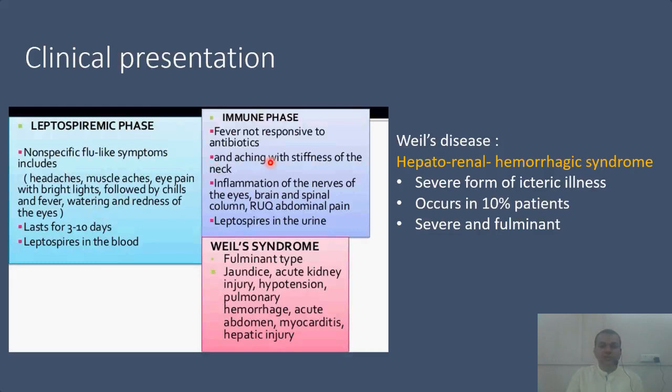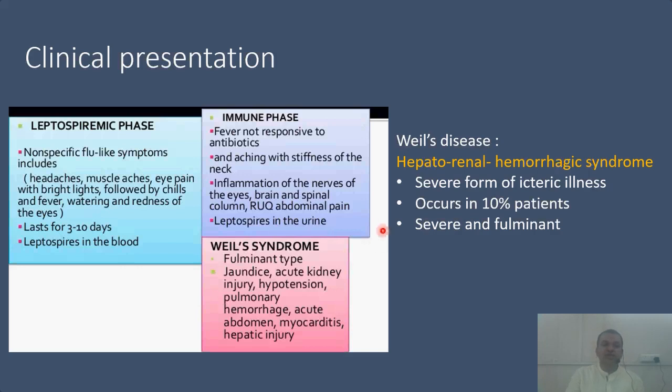Then there is an immune phase. In the immune phase, antibody will form and take care of the organism. Therefore, the fever is there, but in this case, if you give antibiotics, the fever will not subside. The antibiotics are not effective during this phase. Then stiffness and more symptoms become more severe, like inflammation of the nerves, eyes, sprain, and then stiffness of the neck and muscles, and all these things will happen. Here the patient will excrete the leptospira in the urine in this immune phase.